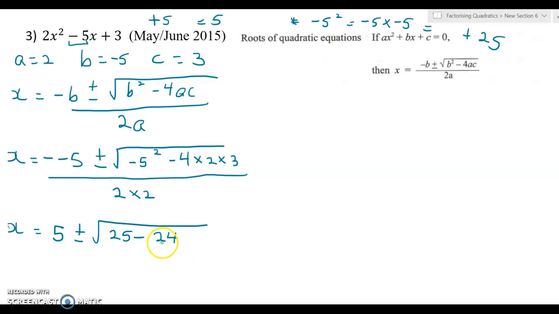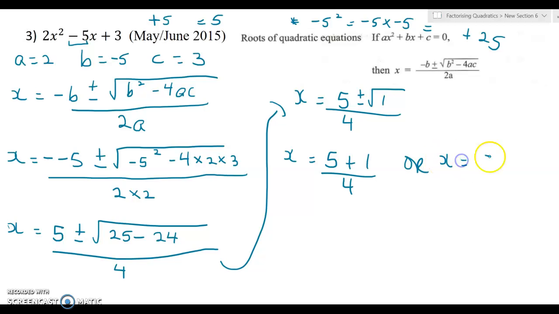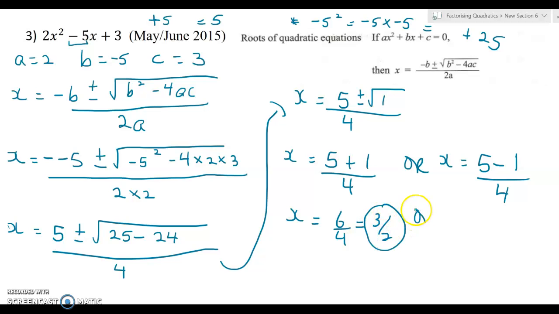Sorry, 4 by 2 is 8. Yes, 24, all over 2 by 2, which is 4. Let's come across up here and simplify. So you get 5 plus or minus the square root of 25 minus 24, which is 1, all over 4. So we get x is equal to 5 plus the square root of 1, which is 1, all over 4, or x is equal to 5 take away the square root of 1, over 4. So you get x is equal to 6 over 4, which is 3 over 2, or x is equal to 4 over 4, which is 1.